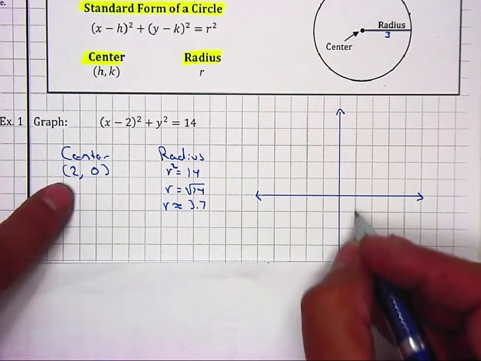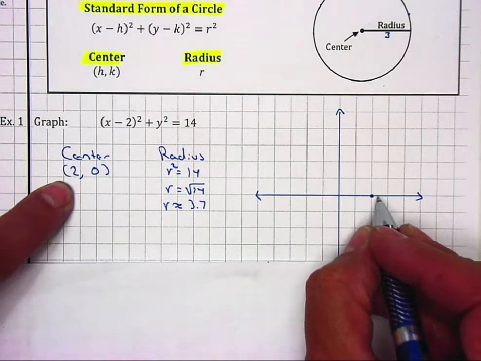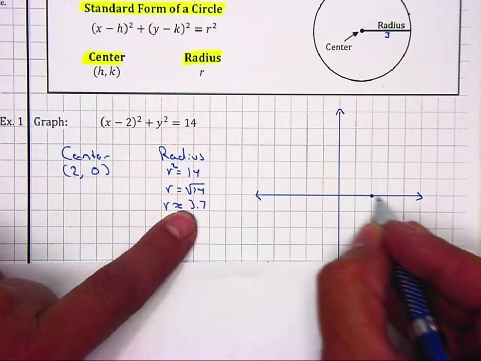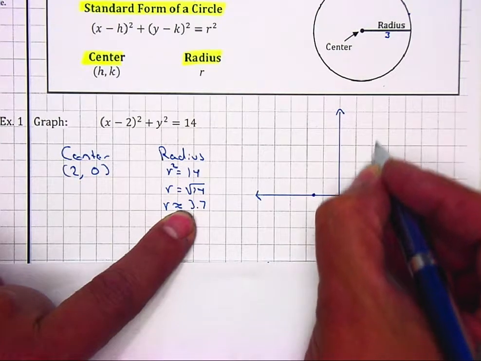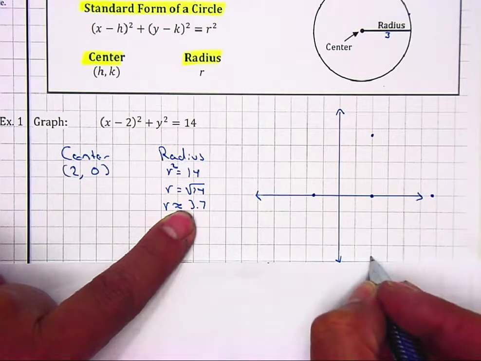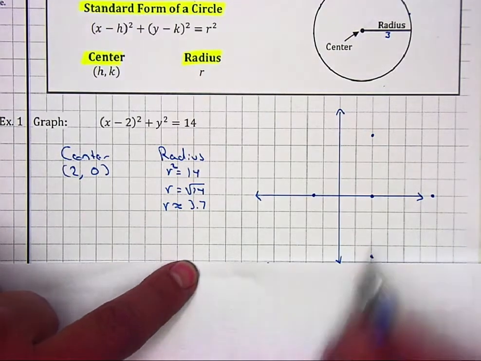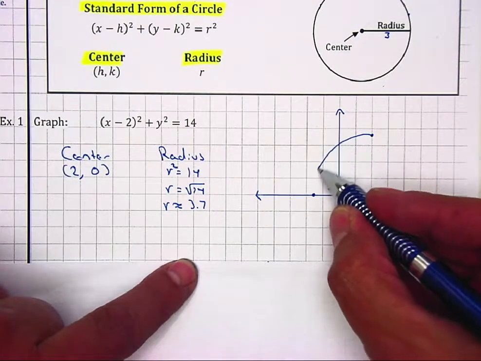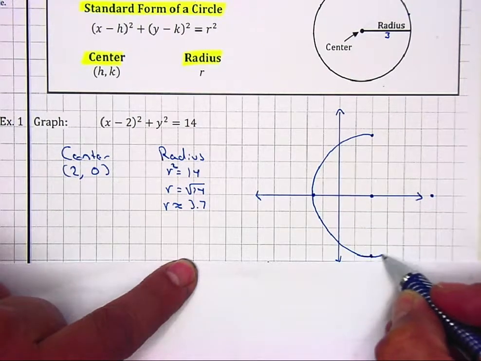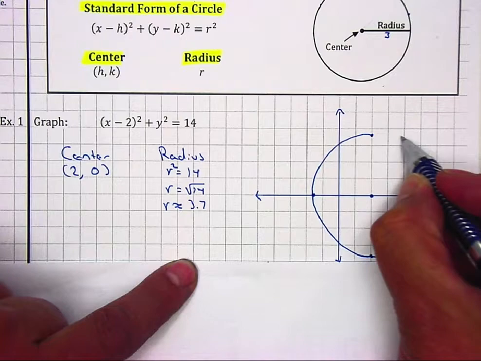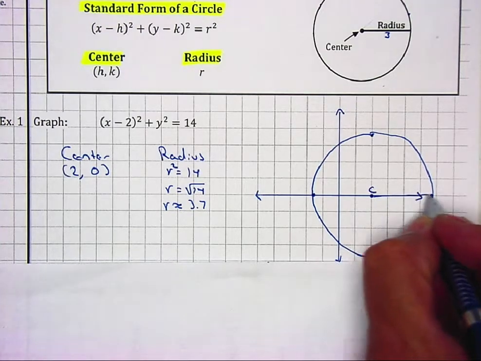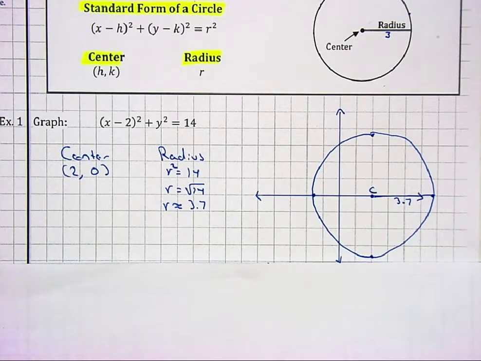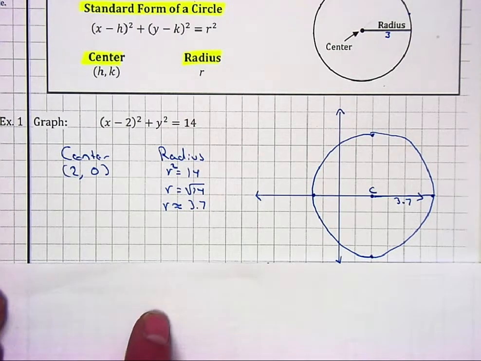So my center is 2, 0, and all the points are 3.7 units away. So I'll go 1, 2, 3.7, and so on in each direction. And then I just make a proper circle, or almost perfect. Make sure that you label your center, and your radius is 3.7. So circles are the easiest ones to graph out of all the conic sections.